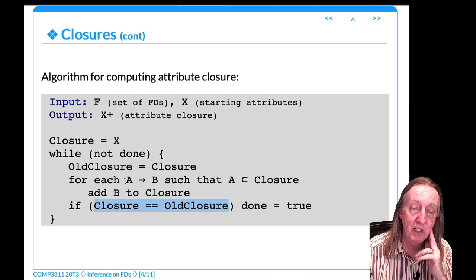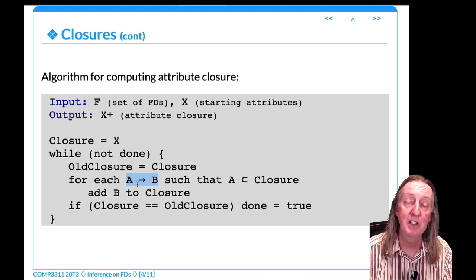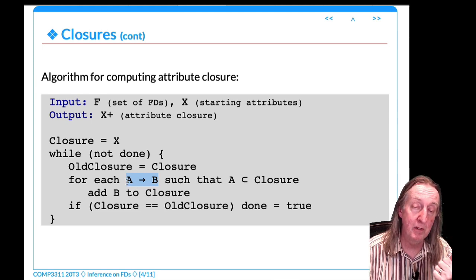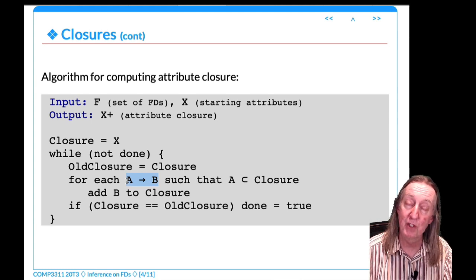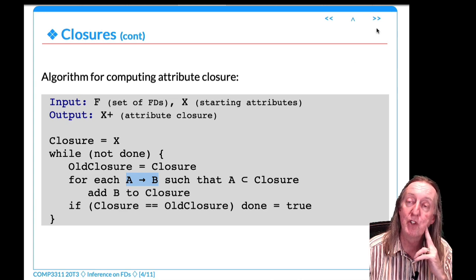But this is the critical step. We've got a set of attributes. We look through all the functional dependencies. We look for functional dependencies, all of whose attributes on the left-hand side are already in the closure. And then we add the right-hand side to the closure.